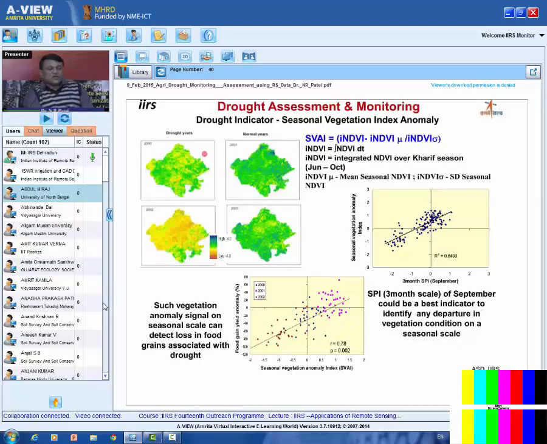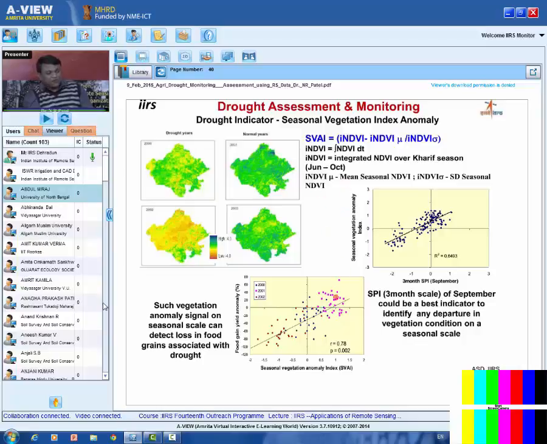And this drought on a seasonal scale, if you integrate over the different months, you can better visualize seasonal scale drought. So this is the 2002 seasonal vegetation anomaly, which shows that most of the Rajasthan area was under drought. But in the other years, 2001, 2 or 3, they were not, and there were not many drought affected areas. But in 2000 there were sporadic patches of drought occurrence.